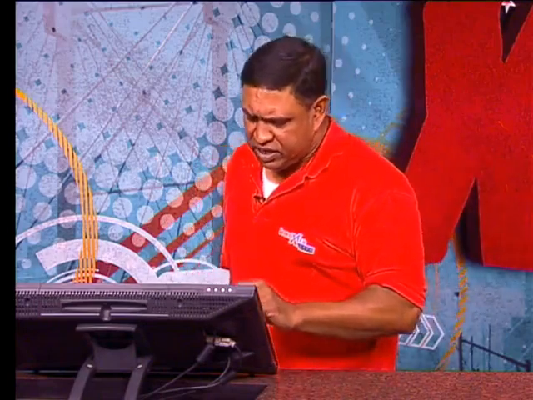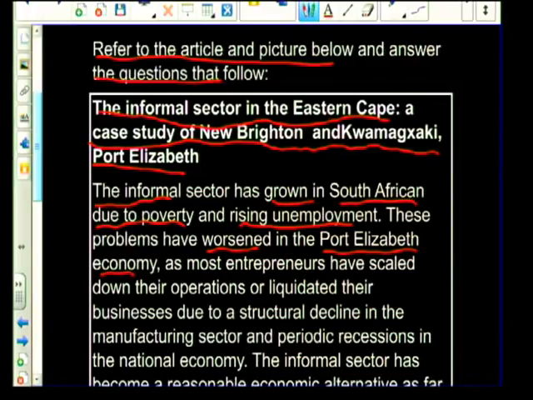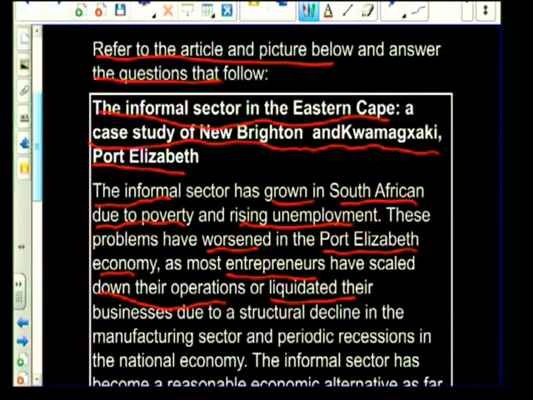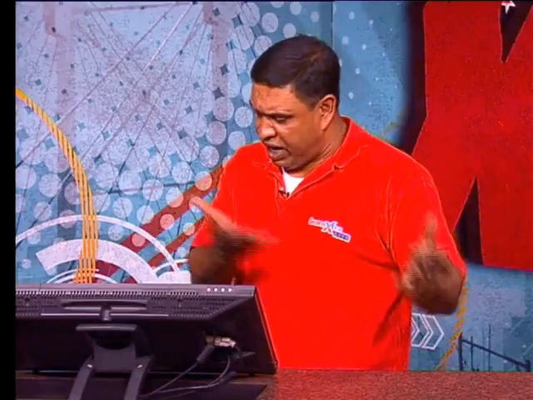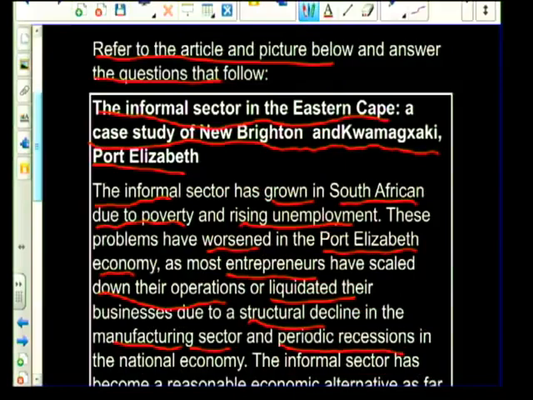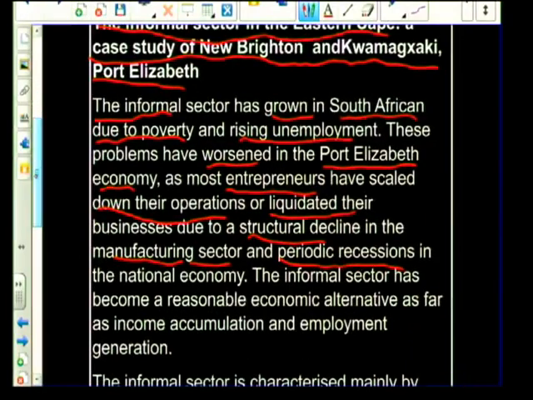You understand? In this Port Elizabeth economy, as most entrepreneurs have scaled down their operations or liquidated, means they cut down production or they close down totally. So the people have no jobs. All right, due to structural decline in manufacturing sector, manufacturing is not in demand, whatever. All right, periodic recessions. We have problems with economic decline, there's a recession, people are not buying, there's no customers, no production. It's being related to the national economy, but still emphasizing Port Elizabeth. So there's a big recession problem.